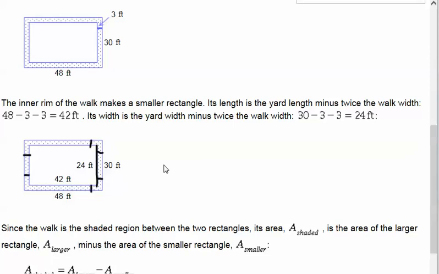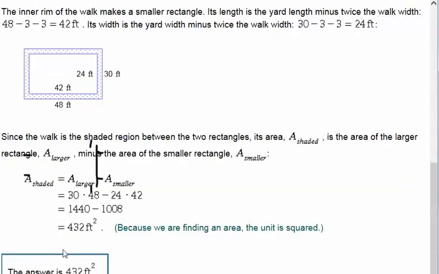So we're still going to solve this in the same way that we did before, where we take the area of the larger rectangle, which is the 30 by 48, which is 1,440. We're going to subtract from that the area of the smaller rectangle, which was the one that was 42 by 24. The answer to that is 1,008. So when we find the two areas and subtract them, we're left with 432 square feet.